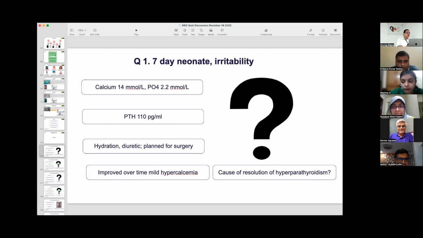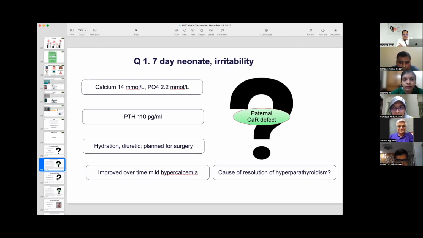So 5 marks to Dr. Reshma for the pass. Now the next question is direct. So this was a paternal calcium sensing receptor defect. The child is sensing the mother's calcium, which is normal, as low, and then it causes hypercalcemia, which improves.